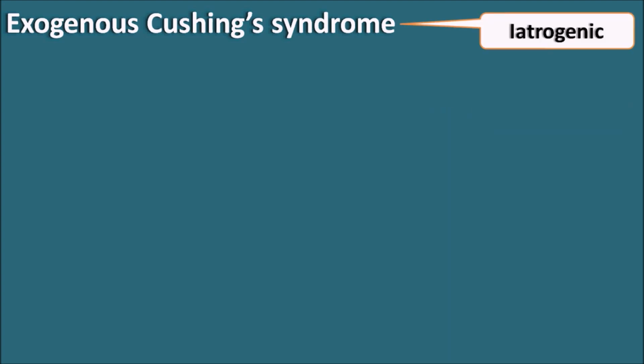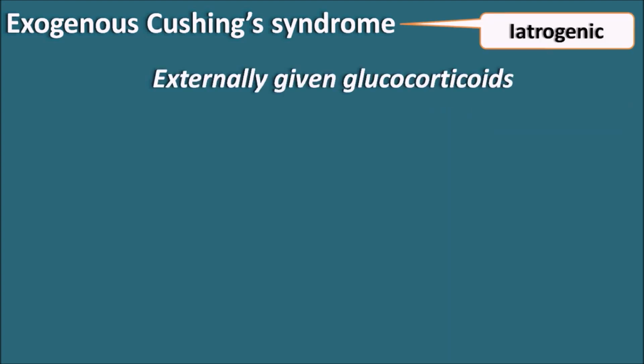Now let us see exogenous Cushing syndrome. Most Cushing syndrome is because of exogenous causes, that is the external use of glucocorticoids. This exogenous Cushing syndrome is also called iatrogenic Cushing syndrome. This is particularly observed whenever glucocorticoids are given externally at a high dose for a longer period. It is not possible with a small dose and for short-term use. Particularly, this is more observed in patients who are given a high dose of glucocorticoids for a longer period.